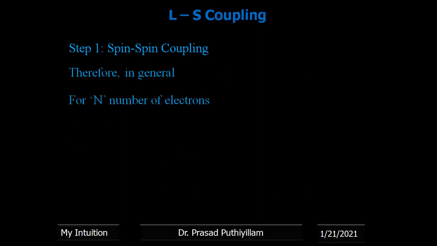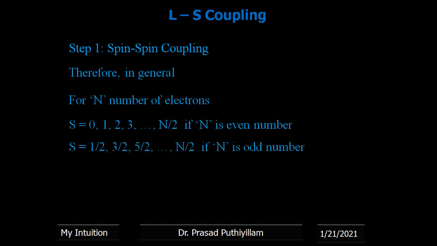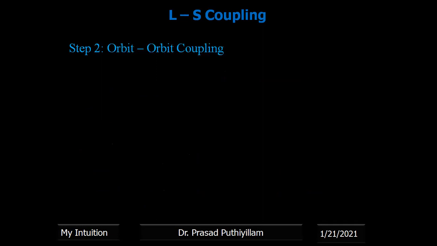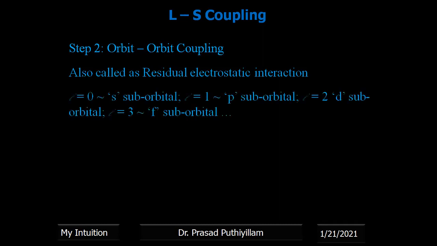Now, in general, if we have n number of electrons, then we can say the S values will be 0 to n by 2 if n is an even number, or the S value will be 1 by 2, 3 by 2, 5 by 2, the half integers, up to n by 2 if n is an odd number. In step 2, that is orbit-orbit coupling, which is also known as residual electrostatic interaction.